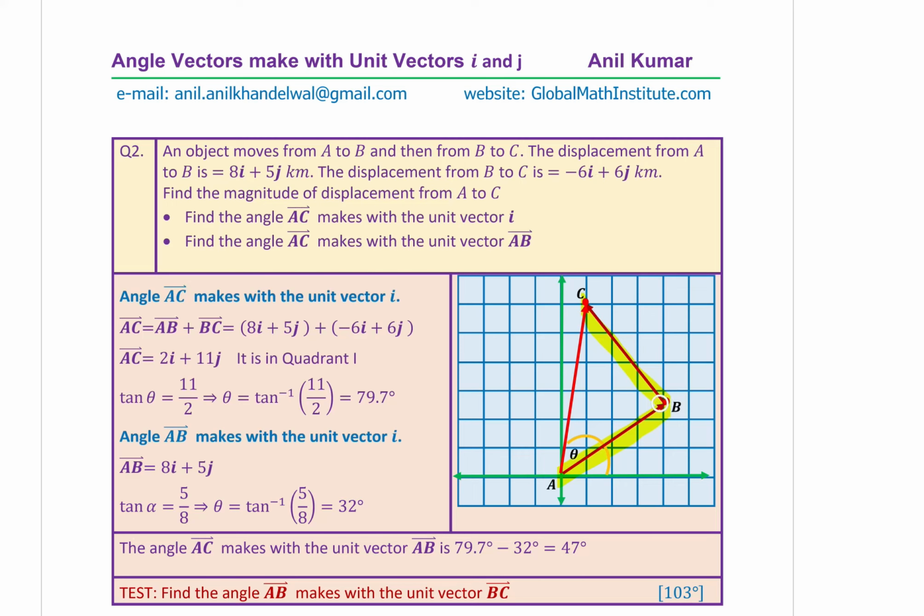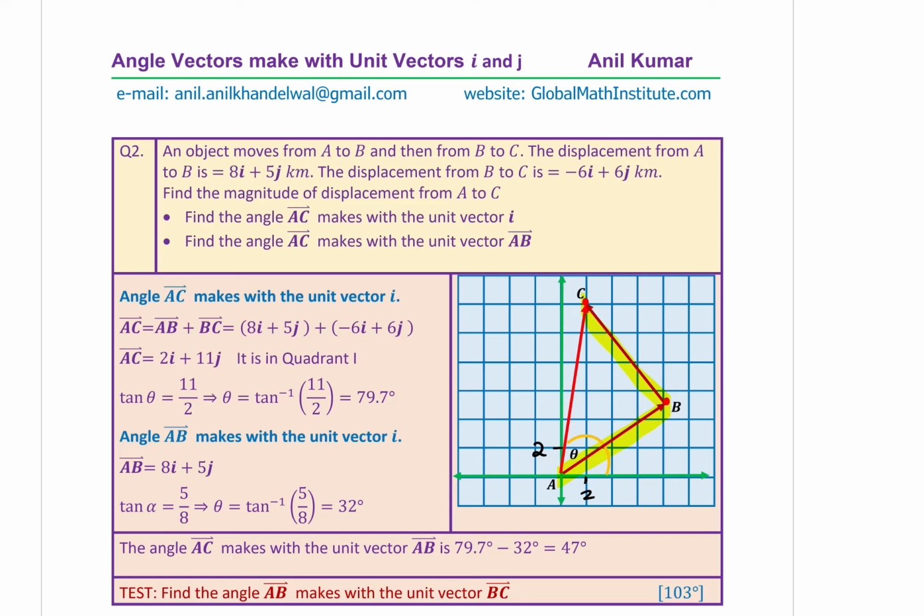So from here, minus 6i, so 1, 2, 3 units. Each unit on this scale is 2, right? So this is 2, this is also 2. Okay, so we have sketched this part. Find the magnitude of the displacement of AC, that is one part.